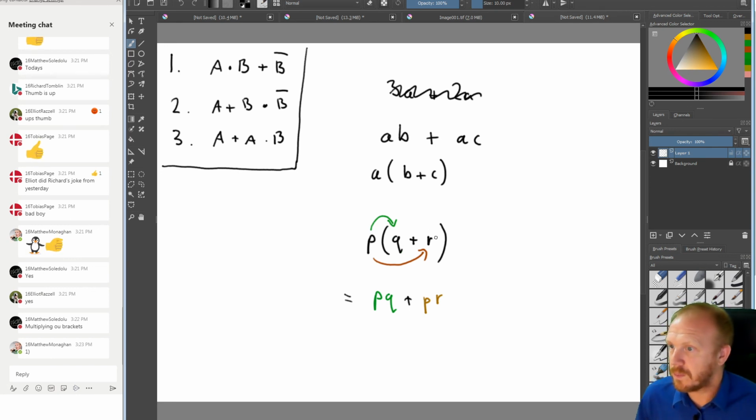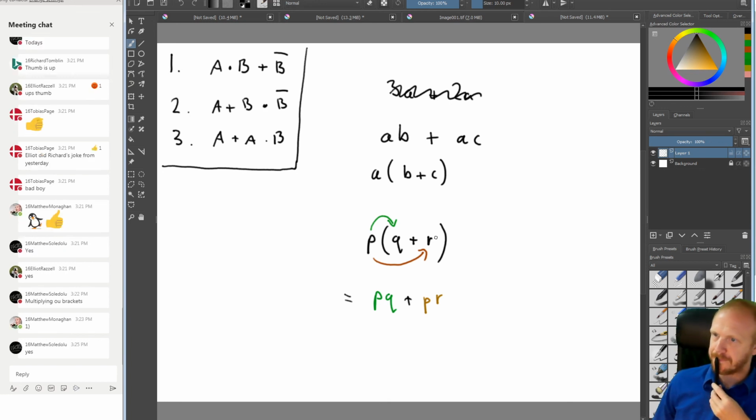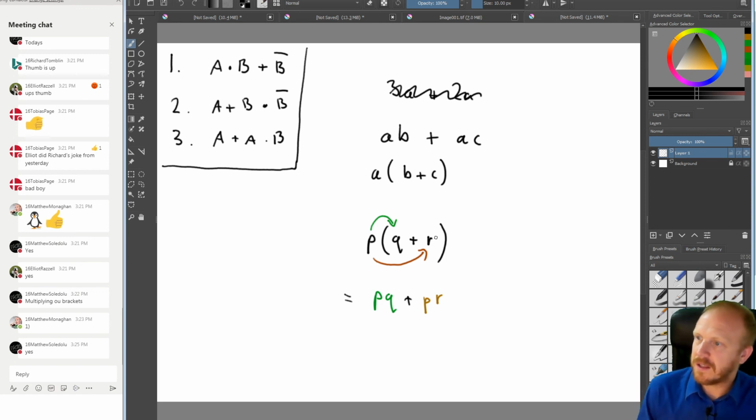Okay, have you done that in maths, Matthew? Are you happy with that from just a pure maths perspective? Yeah. This is exactly the same in Boolean. If you get something on the outside of a bracket, you can take it into the bracket. The only bit that's different is the operator has to go in as well.